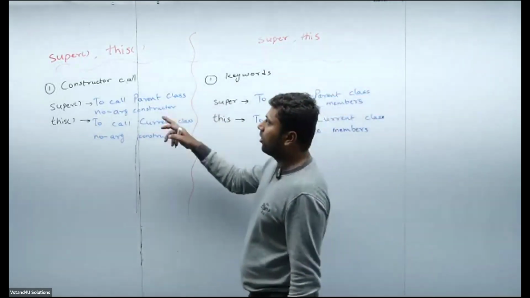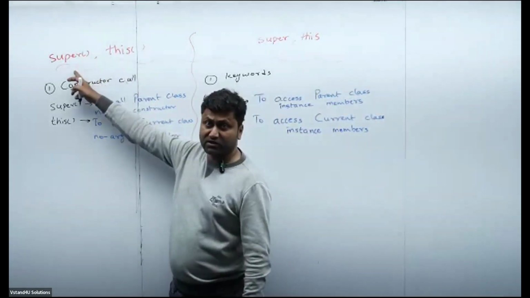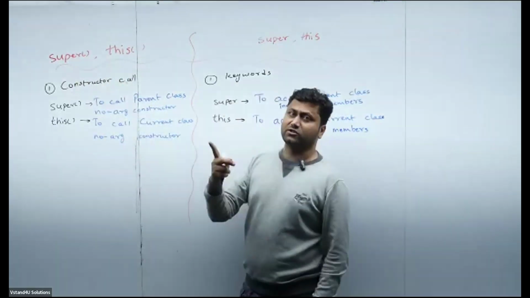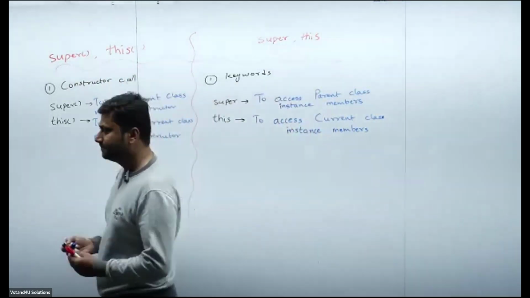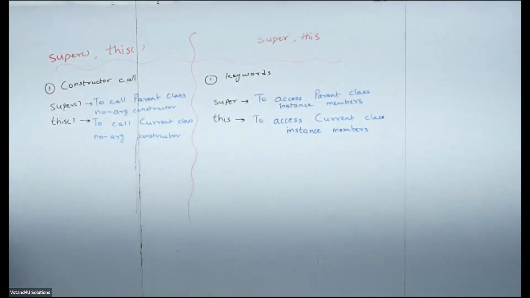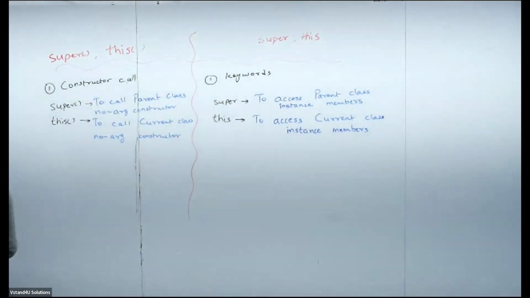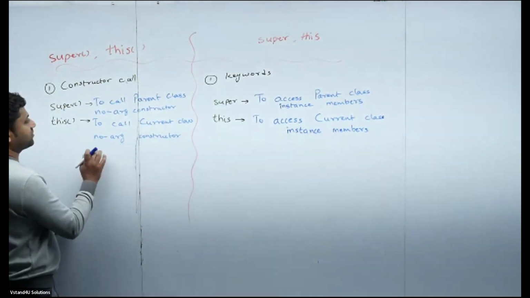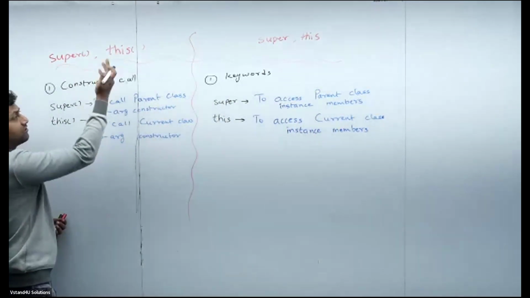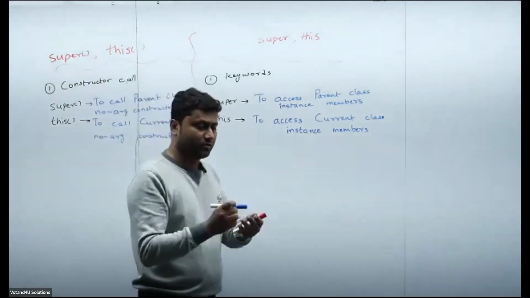Simple. This constructor call, super constructor call, they call the no-arg constructor of the parent class or current class. Am I clear? Okay, sir. Now pay attention. Next point: where all can it be used? Super constructor call or this constructor call, where all can it be used?